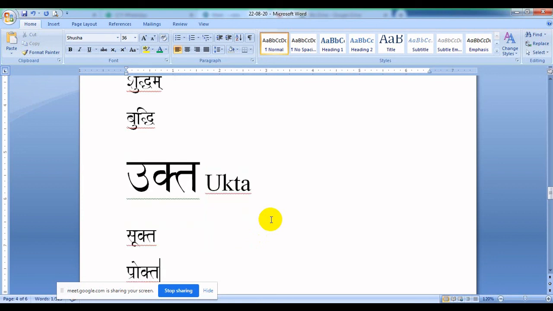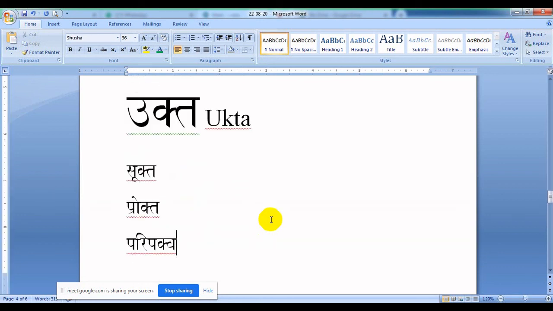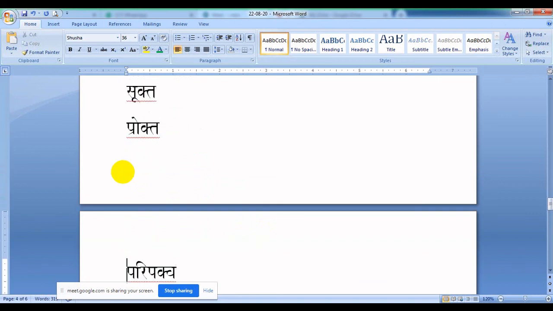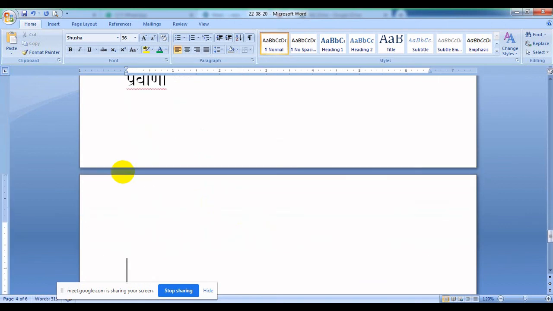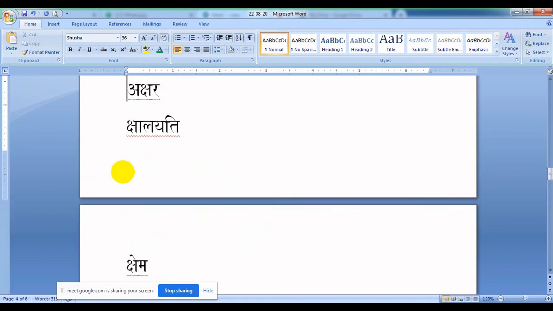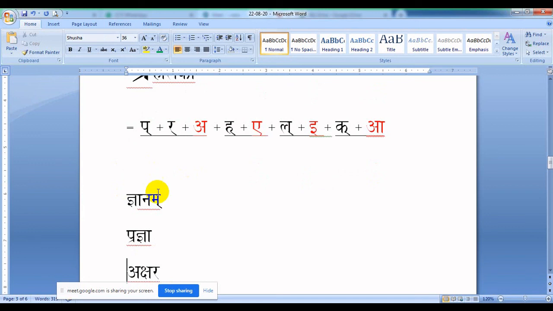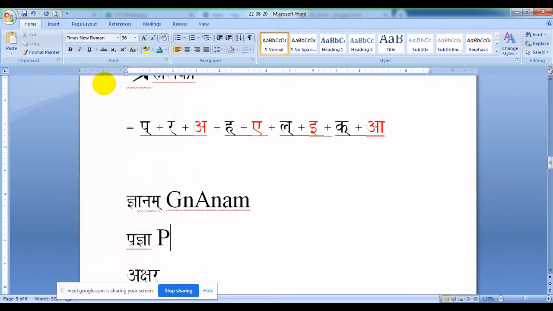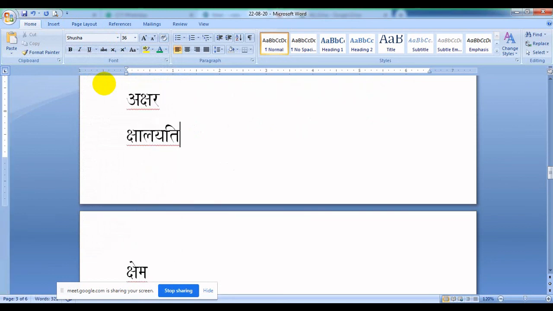Okay, students, from here more words are given, and all these words will be in your homework. Now, what would be the homework? That also I will tell you. Once I finish the class, I will write the pronunciation of all these words. Like Gnanam is there, then I will write in English like this. Gnanam. Now for this, Pragna. So I will write like this. Pragna.